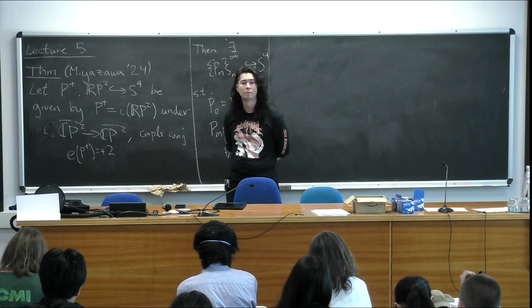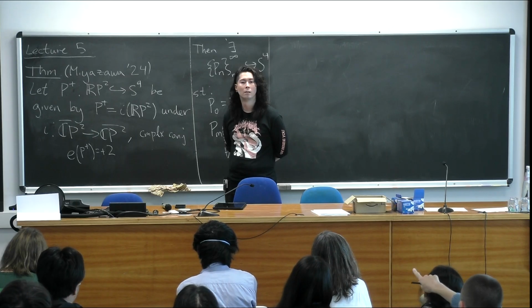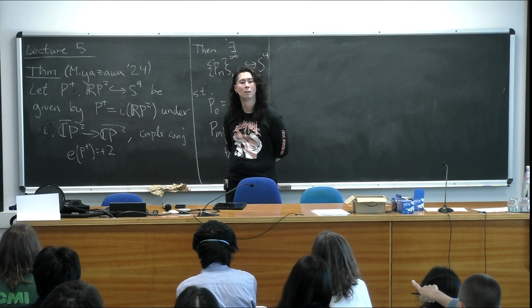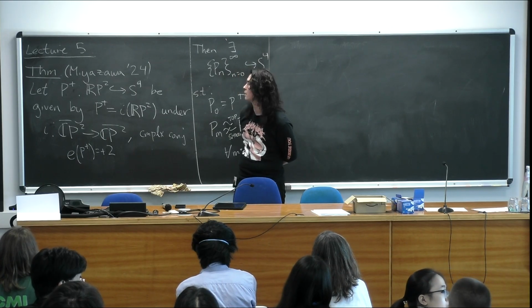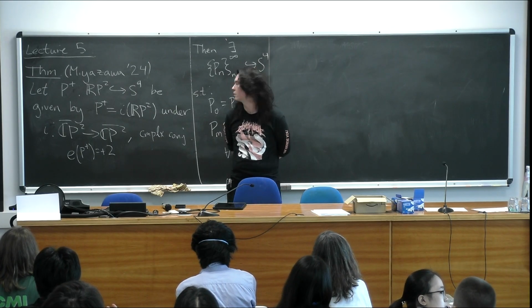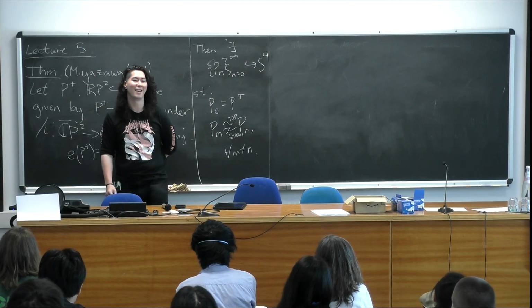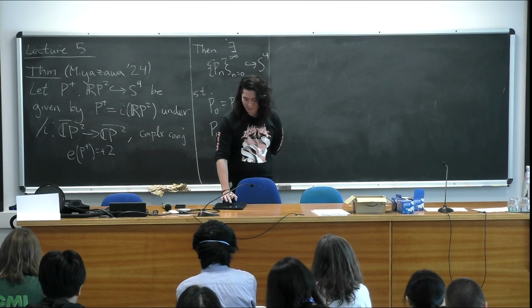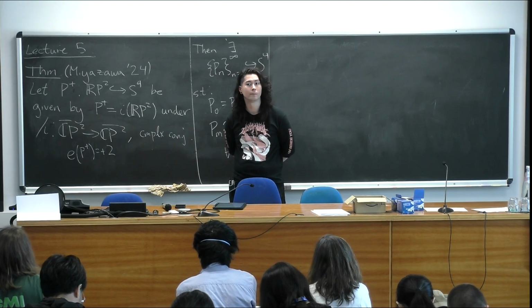Sorry? So we were supposed to land in the S4, right? Like when you construct this P4. So how do we go from CP2 to S4? Under the involution, so it's quotient, sorry. Quotient, sorry. Yeah, totally valid. Yeah, other questions?